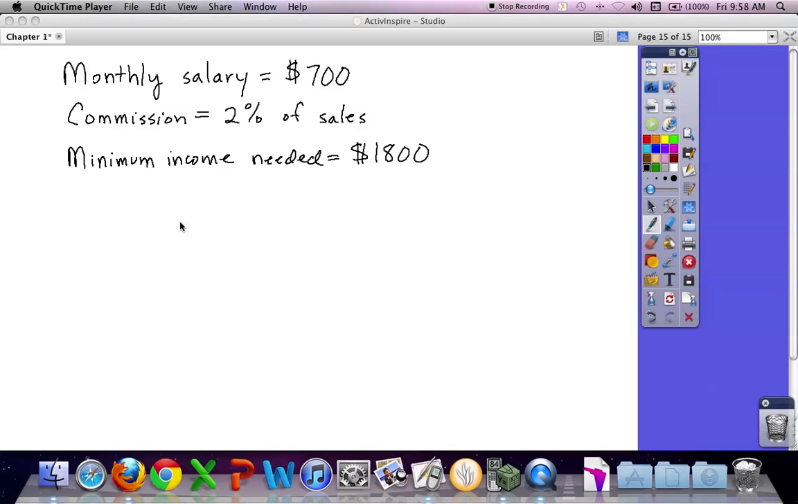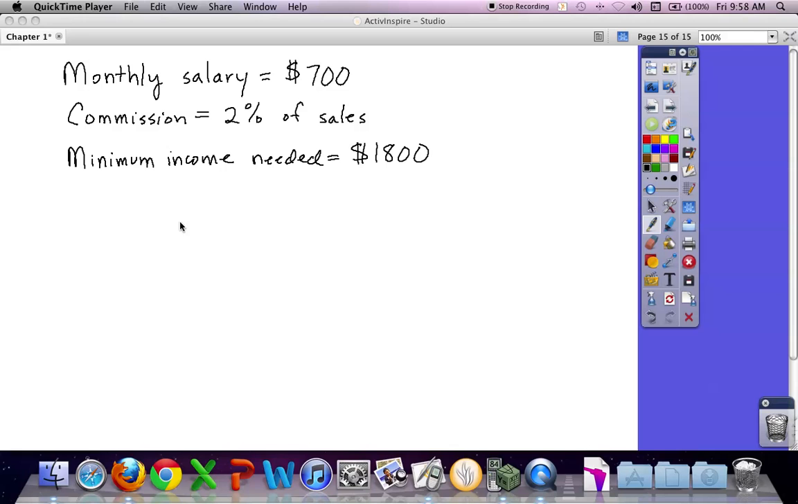This is example 3, check understanding 3 from page 28, and it is a real-world connection word problem. It says, a salesperson earns a salary of $700 per month plus 2% of the sales. What must the sales be if the person is to have a monthly income of at least $1,800?